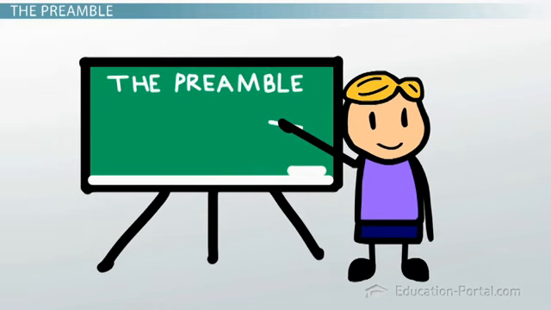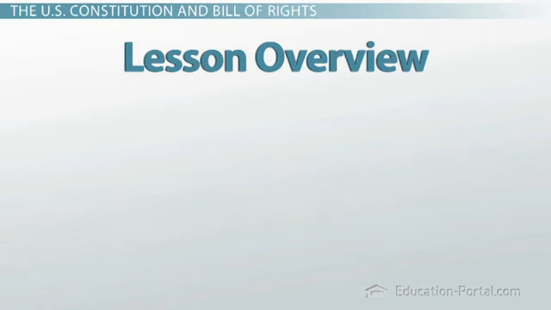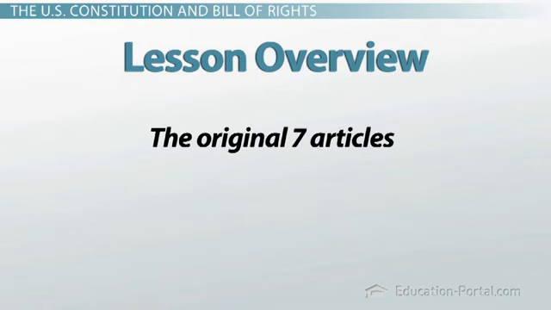Unless you are in the 4th grade, you will probably never be asked to recite this again. It is important for people to understand the stated purpose of the Constitution. In this lesson, we will go over the original 7 articles of the U.S. Constitution and the Bill of Rights quickly. This is a great deal of information.